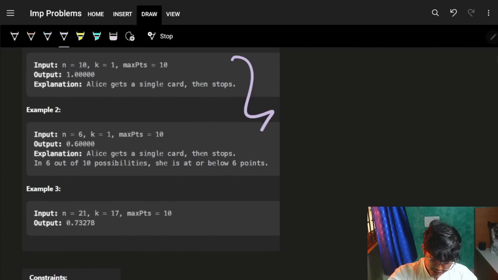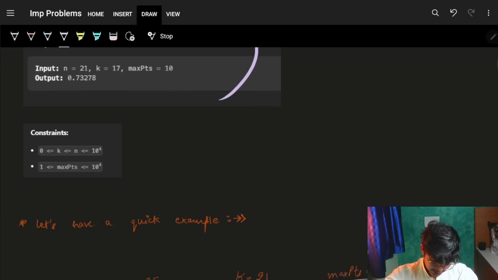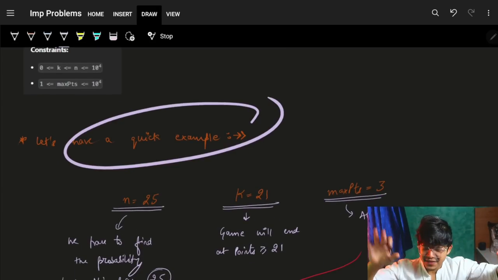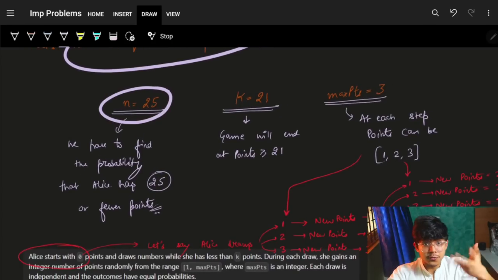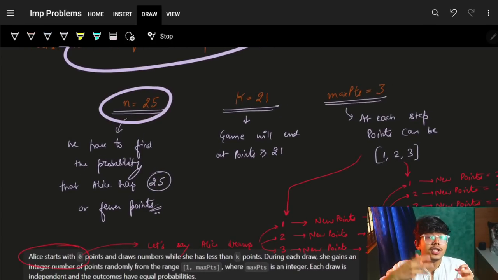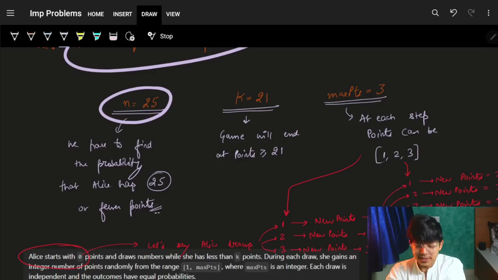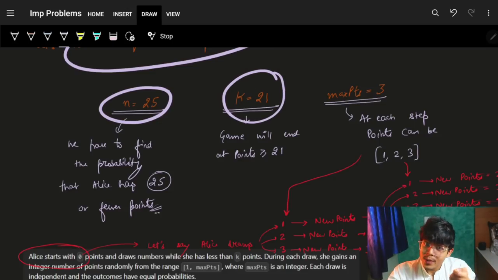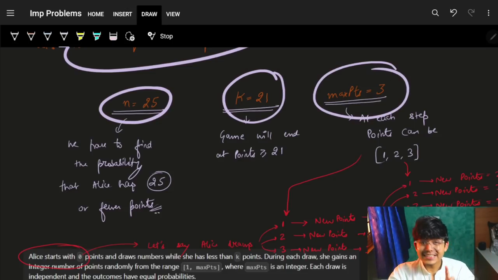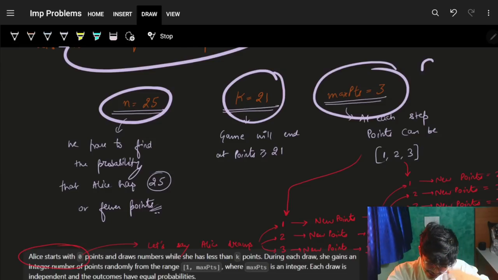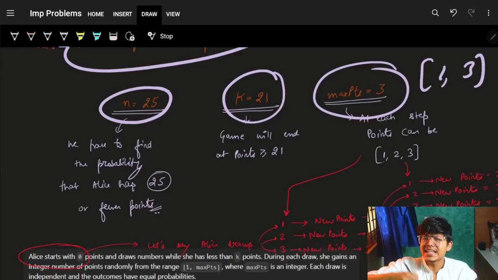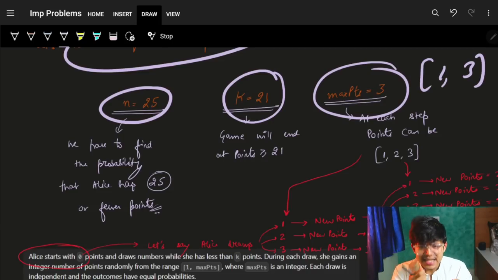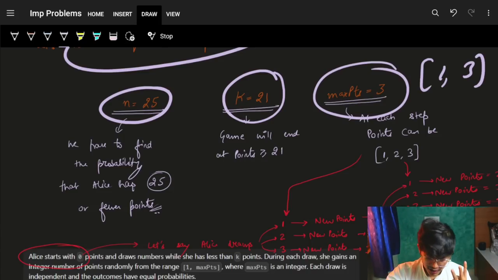Cool. We will go into examples as we go, but let's start with a quick, very rough example which we think of ourselves. Let's say N is 25, which means I have to find the probability of having 25 or fewer points. K is 21, which means as soon as the points reach 21, Alice has to stop. Max points is 3, which means Alice can pick any points from 1 to 3 at each draw, like a card having written 1, 2, or 3. Alice can pick any of these cards out of 3 cards.